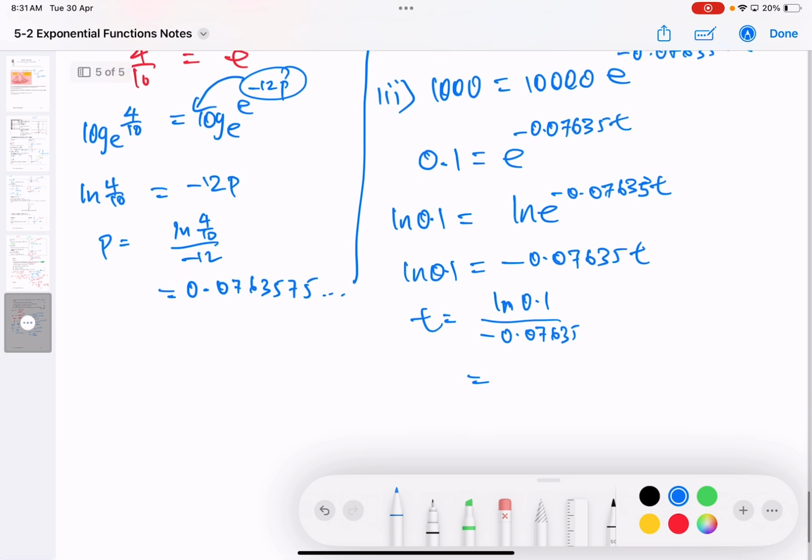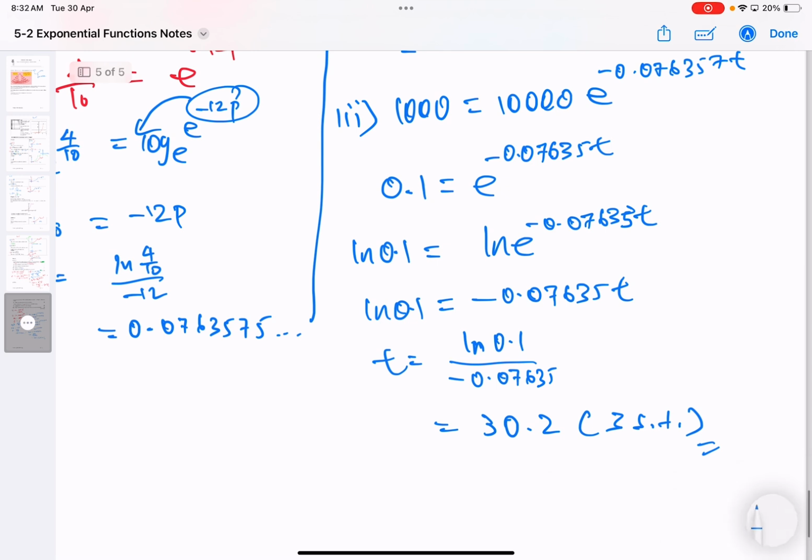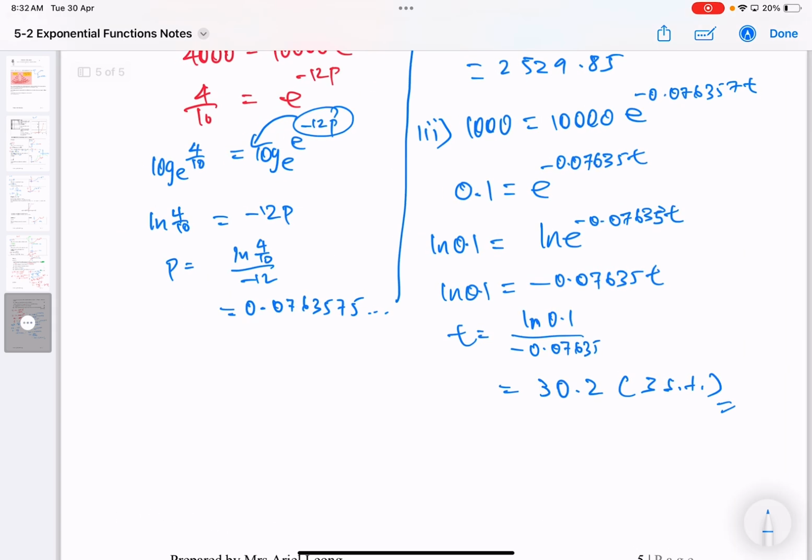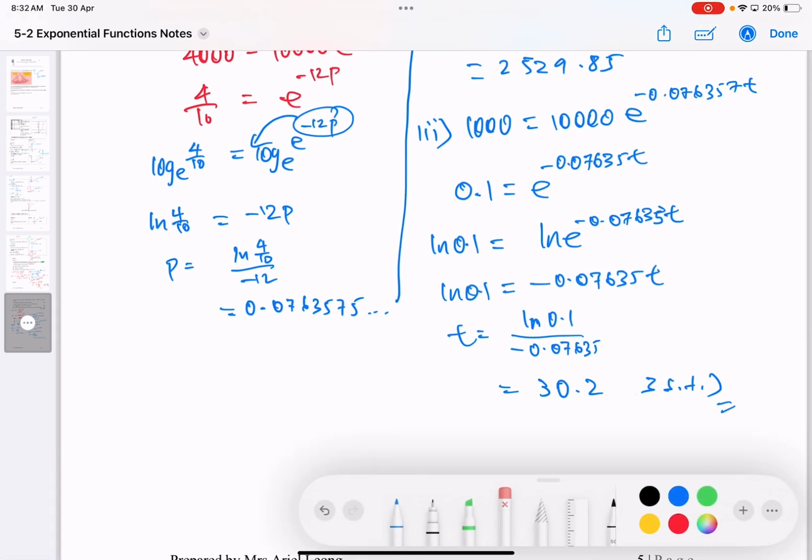Okay, so your answer to 3 sig fig should be 30.52. Right? Any questions for this one? Oh, they say leave to the nearest month. Okay, then it's just 30 months. If it's the nearest month, then it's just 30.